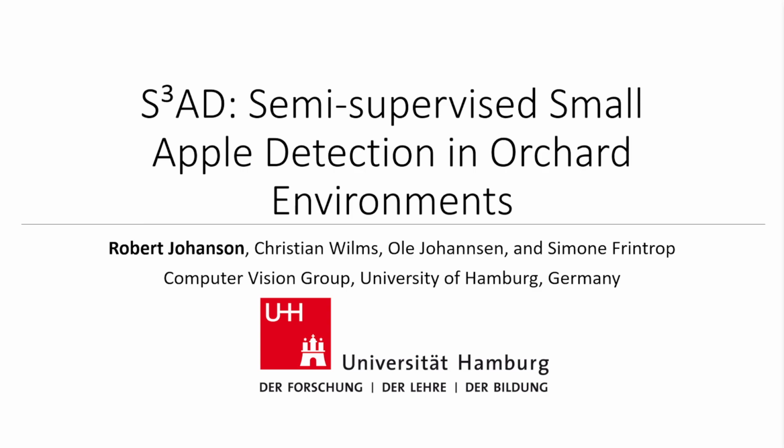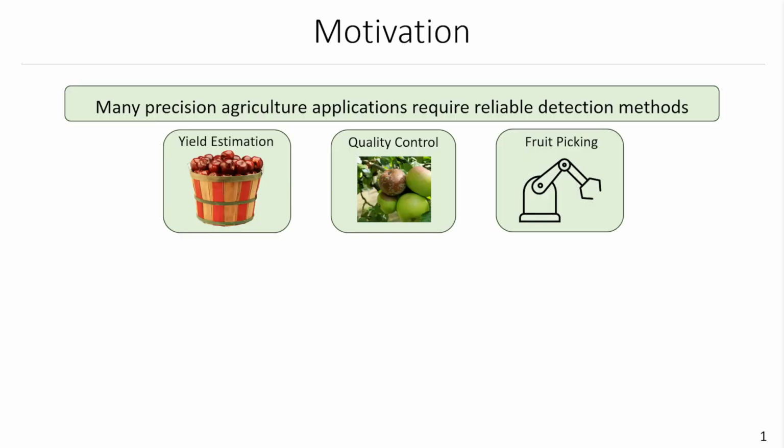Hello, my name is Robert, and today I present you our paper with the title S3AD, Semi-Supervised Small Apple Detection in Orchard Environments. Reliable and accurate detection is a crucial aspect for many precision agriculture applications. For example, automated pre-harvest yield estimation, quality control, and fruit picking, just to name a few.